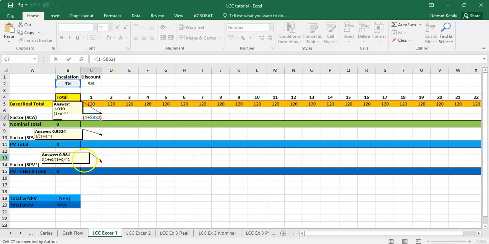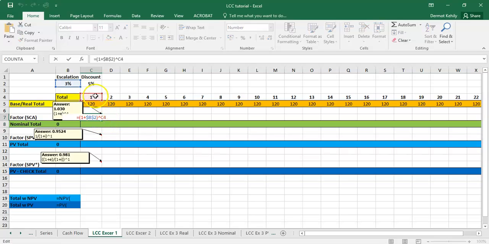What does the $B$2 do? It essentially locks that cell. So I highlighted it and pressed F4, or I can just go ahead and type $ in front of B and $ in front of 2. So to the power of is shift 6, and then it's to the power of 1. So I click return, and there is my answer, 1.030.